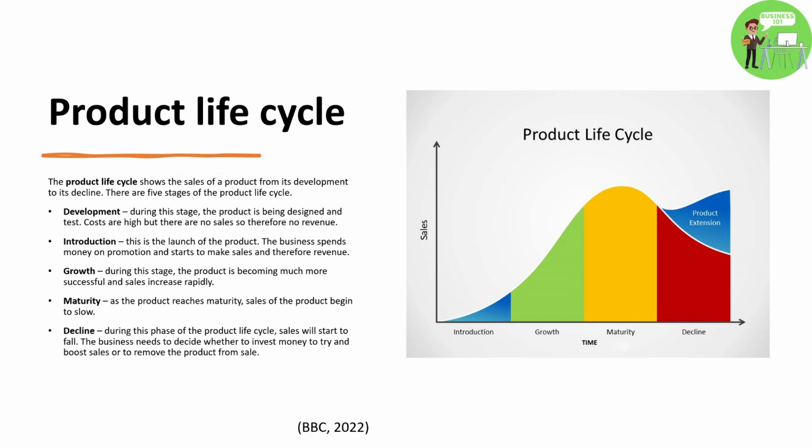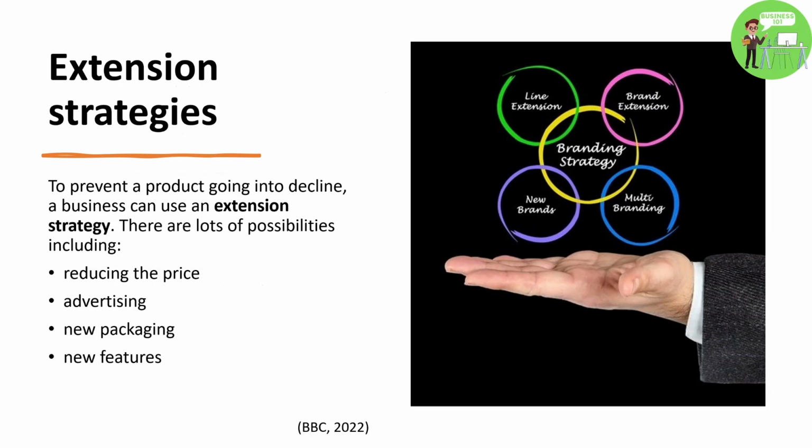The business needs to decide whether to invest money to try and boost sales or to remove the product from sale. Which brings us to extension strategies. To prevent a product going into decline, a business can use an extension strategy. There are lots of possibilities for extension, including reducing the price to try and increase demand, advertising, new packaging, and new features. New features could re-incentivize interest in the product, for example.